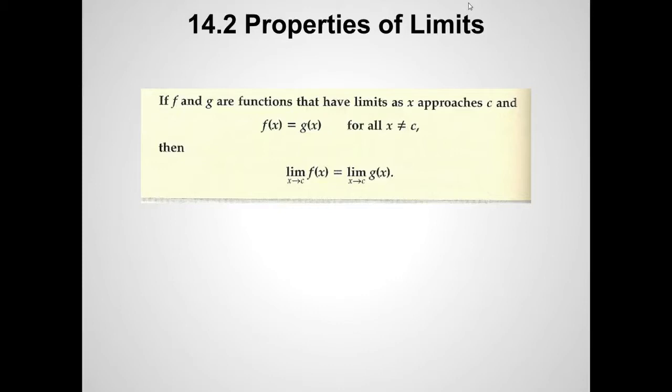it's the limit theorem. If f and g are functions that have limits as x approaches c, so we're presuming that this function has a limit as x approaches c. It's just we can't find it by plugging in c. Then if f of x and g of x are equal for all x's that aren't c, then the limit of f of x will be equal to the limit of g of x.